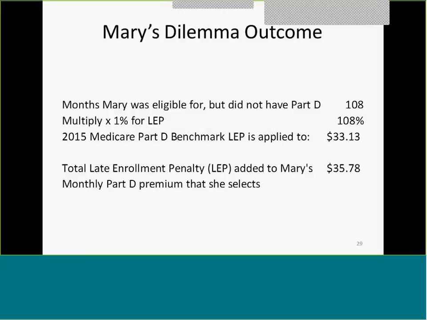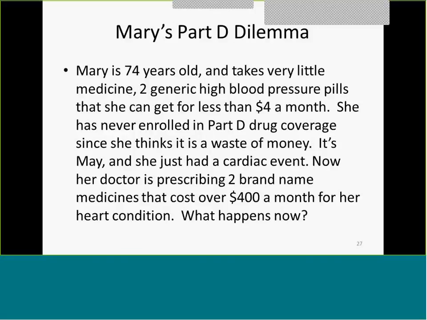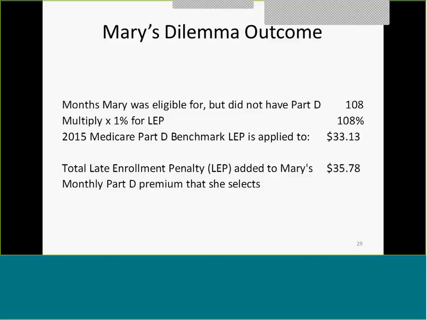So that all being said, I rounded things to make it simple, but we said she was 74. So she's been without drug coverage for 9 years. So 9 years times 12 months is 108 months that she was eligible for but didn't have. So she pays a 100% LEP, the enrollment penalty applied to the benchmark. She's paying $35.78, or actually $35.80, I should have rounded that up to the even cent, on top of her Part D plan that she selects.